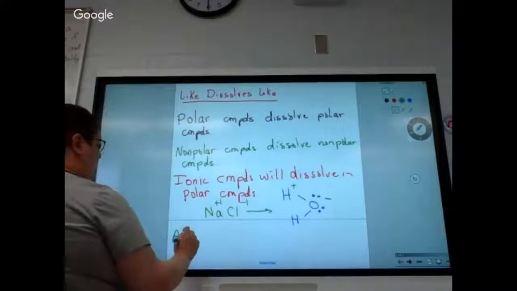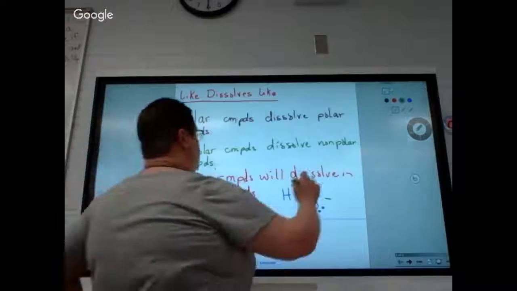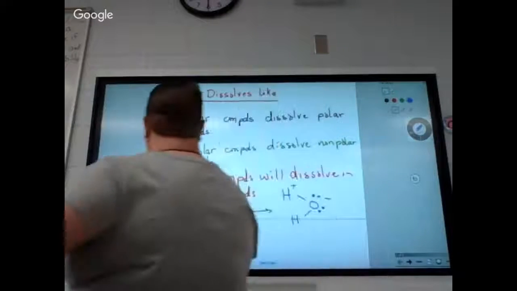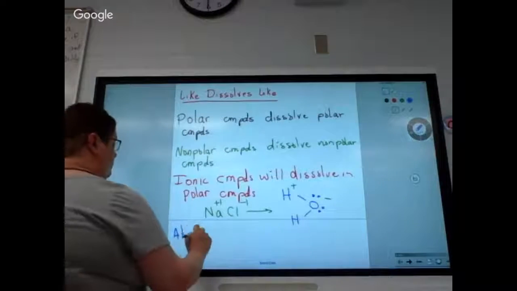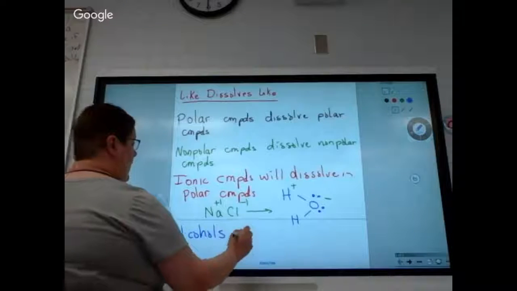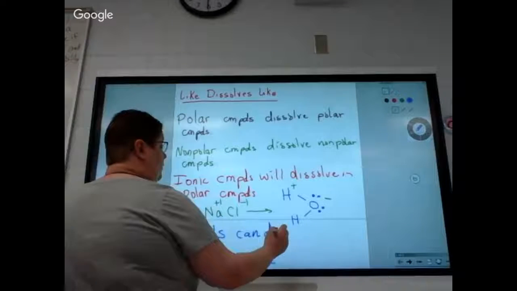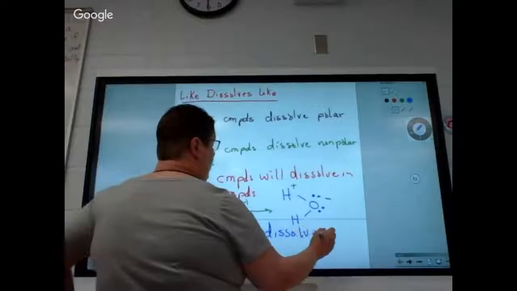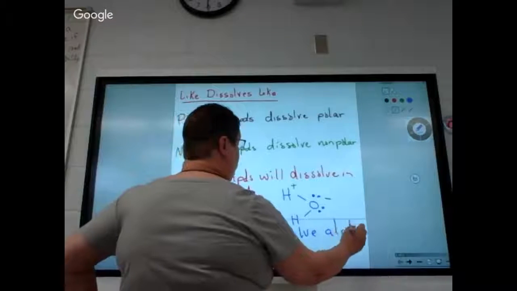Now, the last one is alcohols. Change colors. Alcohols can dissolve alcohol.